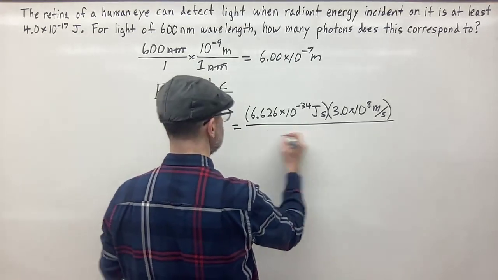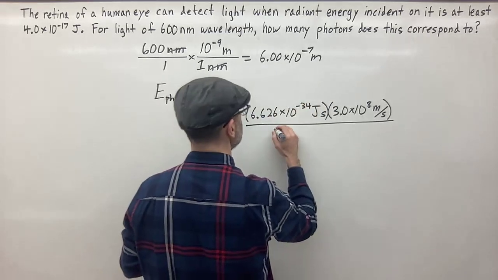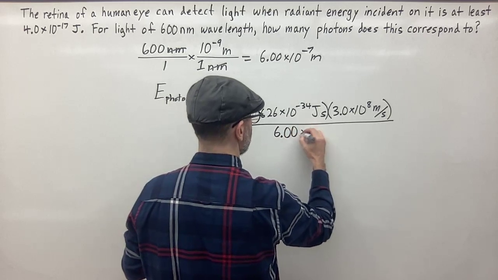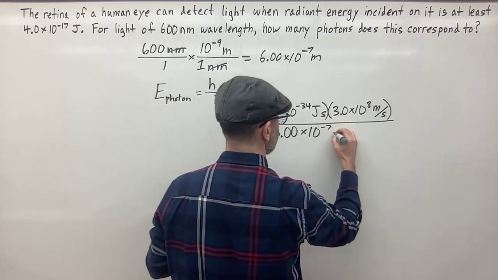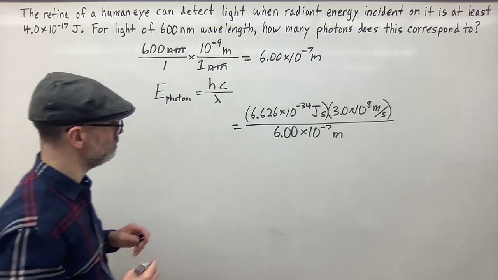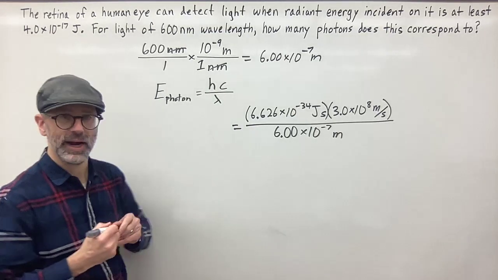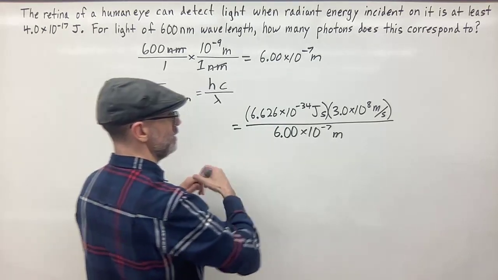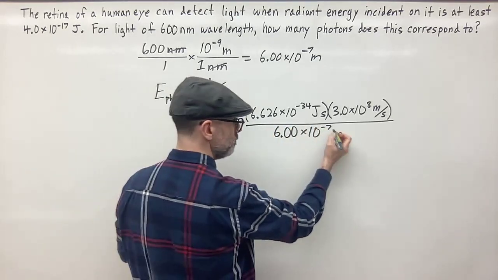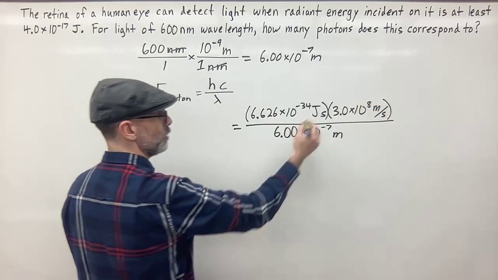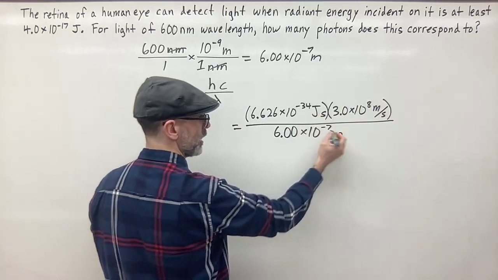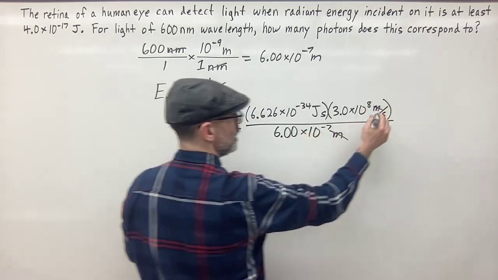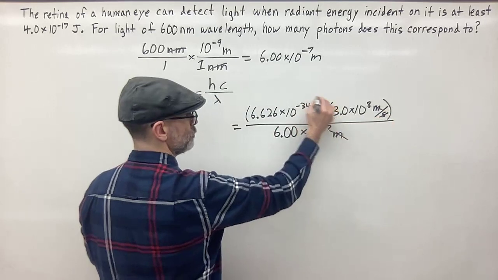Okay, so then I'm going to put the wavelength down here. So I have 6.00 times 10 to the negative 7 meters. Now I can get rid of the units. Meters are going to cancel out, seconds are going to cancel out, and now I have joules.